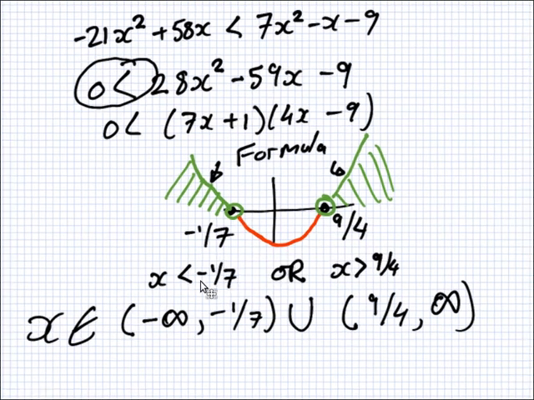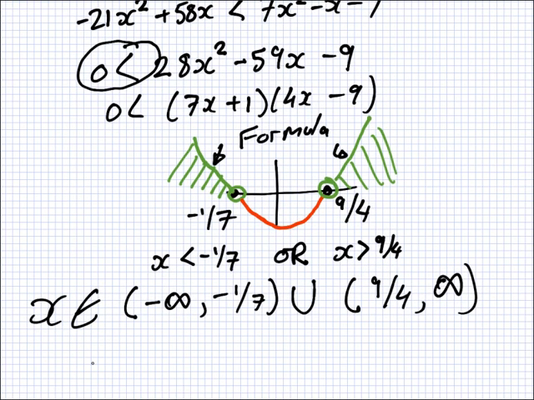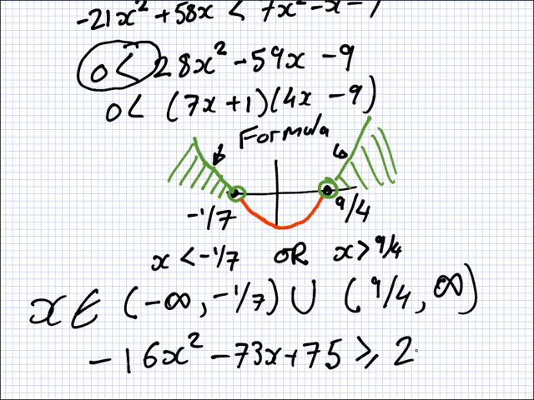Let's just write it down at the bottom here. Minus 16x squared minus 73x plus 75 less than or equal to 2x squared minus 8x plus 3. Again, it looks messy at first, but you realize, oh well, let's bring everything to one side and it simplifies.